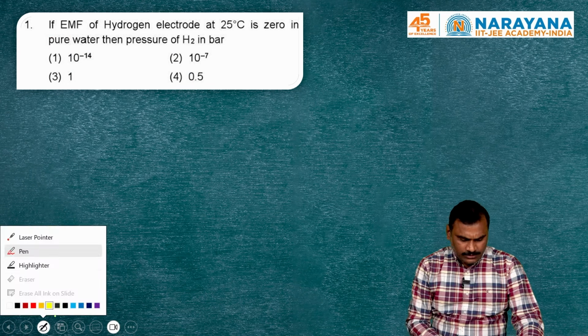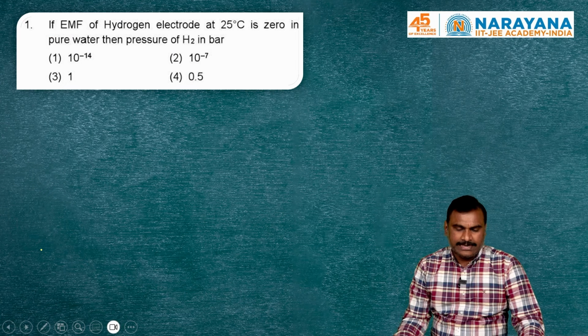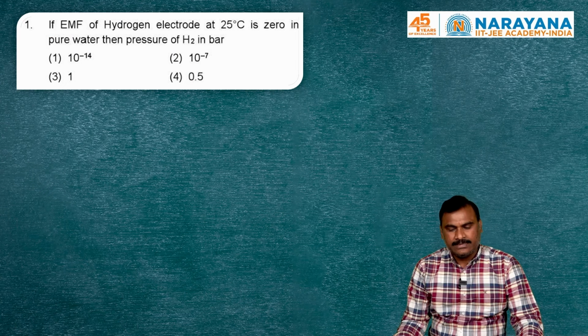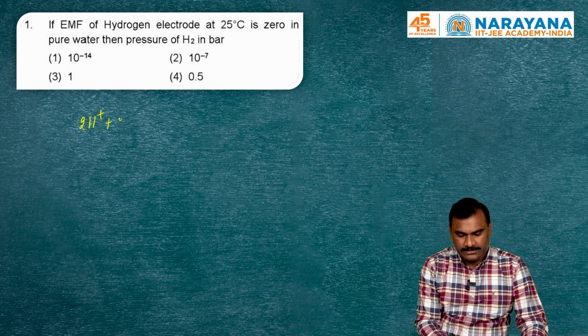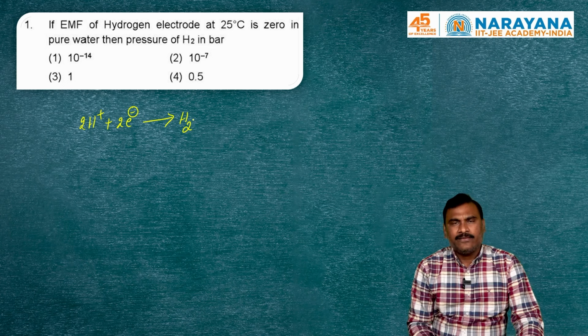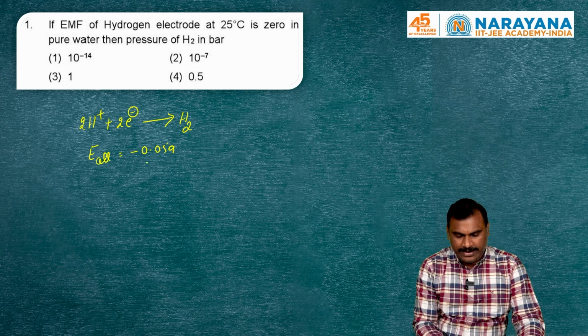Yes, the first question: the EMF of the electrode at 25 degrees centigrade is 0 in pure water, then find the pressure of hydrogen in bar. Let us see, students, standard hydrogen electrode: 2H+ + 2 electrons gives hydrogen. If you write the EMF of the cell, E cell is equal to minus 0.059 by 2 log of pressure of hydrogen by [H+] whole square.